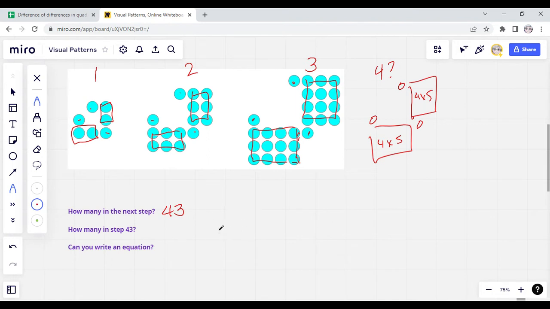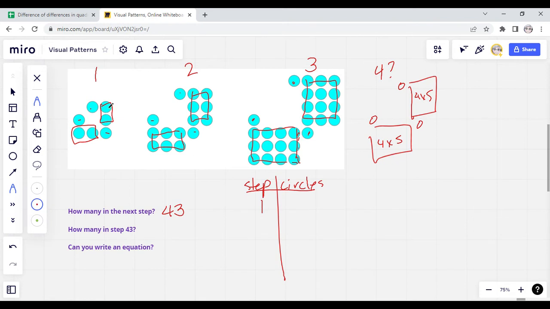But what kind of a pattern is this? And I think for step 43, it's going to be much easier if we have an equation. So let's analyze the numbers and see what's happening here. I don't think this is a linear pattern, but we'll verify that by looking at the numbers closely. So I'm going to make a chart here with the step number and the number of circles.